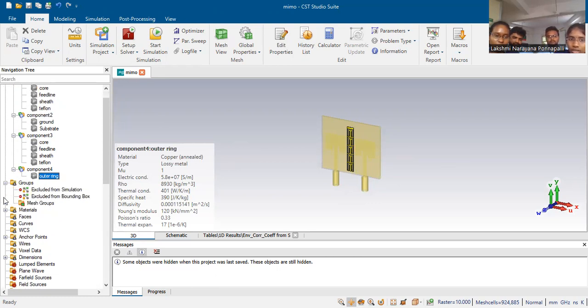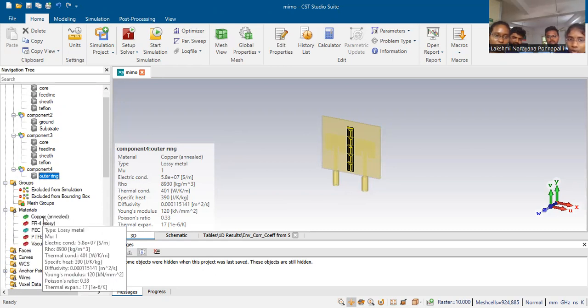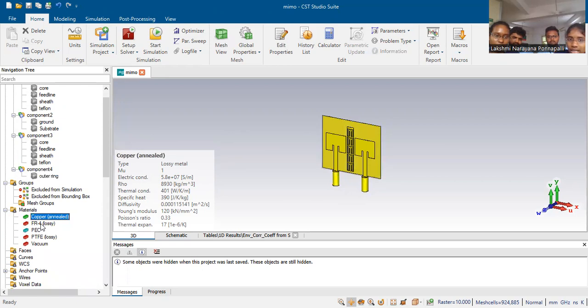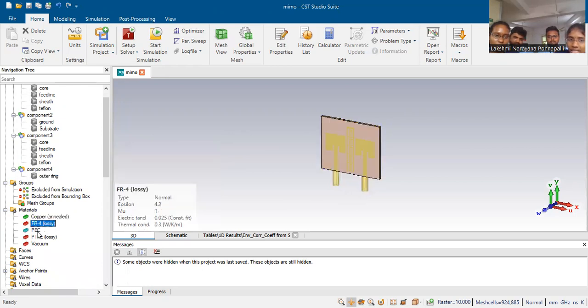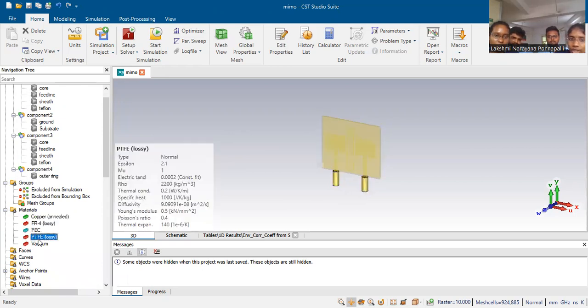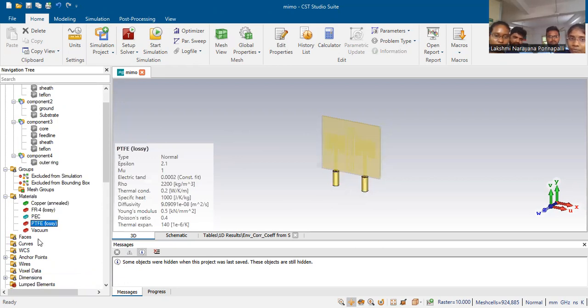These are the several groups that we are using to simulate our project. These are the materials. Here we use copper. This is the copper, this is the FR4 lossy metal, this is PEC, and this is PTFE, which we use as Teflon.